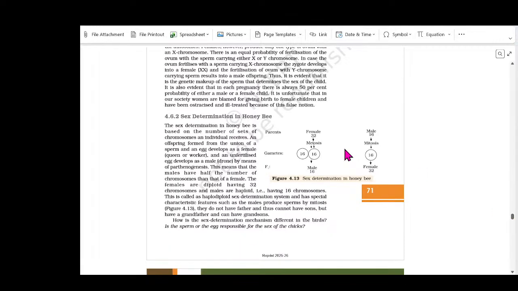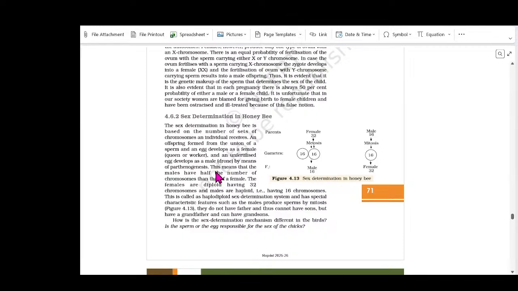Parthenogenesis will be read under the topic 4.6.2, sex determination in honeybee, right? The sex determination in honeybee is based on the number of sets of chromosomes an individual receives. An offspring formed from the union of a sperm and an egg develops as a female, queen or worker, and an unfertilized egg develops as a male or drone by means of parthenogenesis.